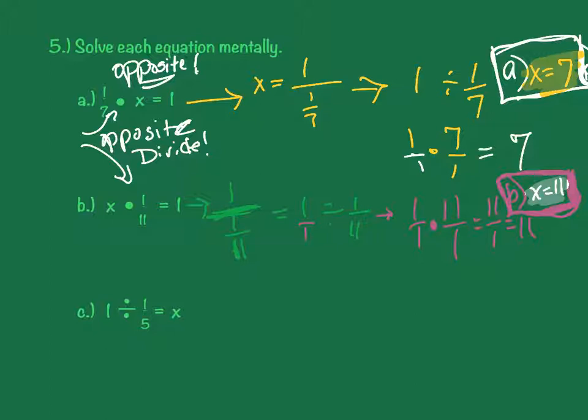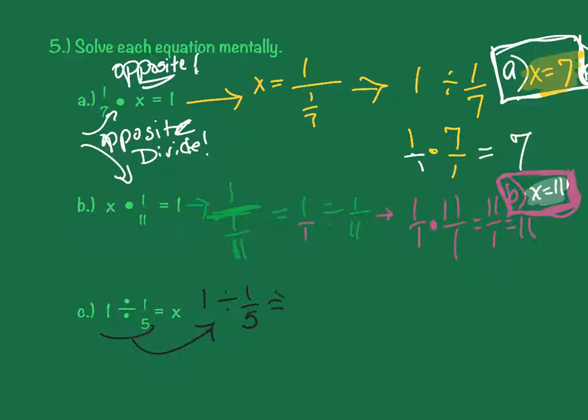Okay, next and last, I've got 1 divided by 1/5 equals x. This is just like the ones we were doing up top. Easy peasy. So I've got 1 divided by 1/5, right? I just simply copied it. We didn't even have to look at it as a complex fraction, even though those are so fun.